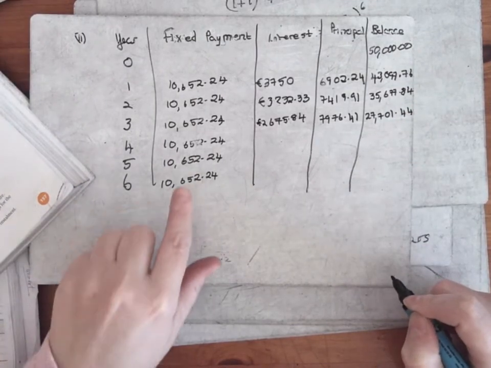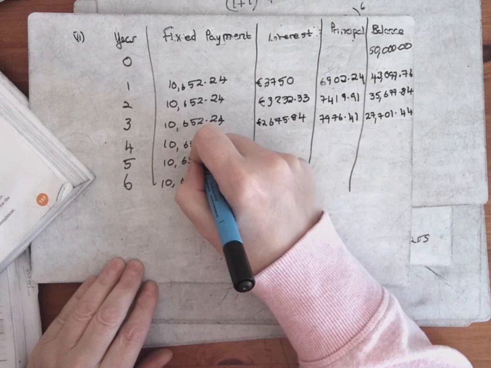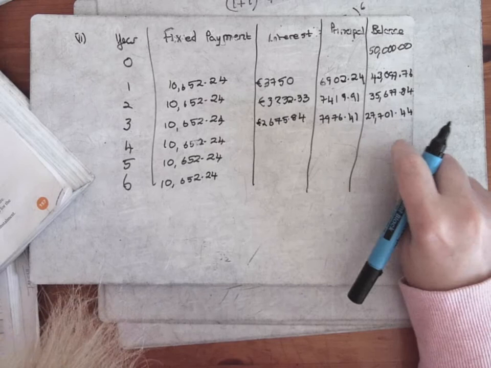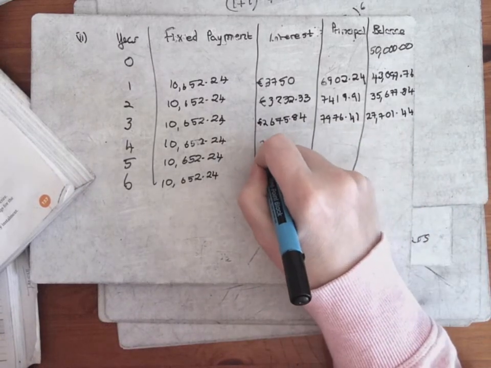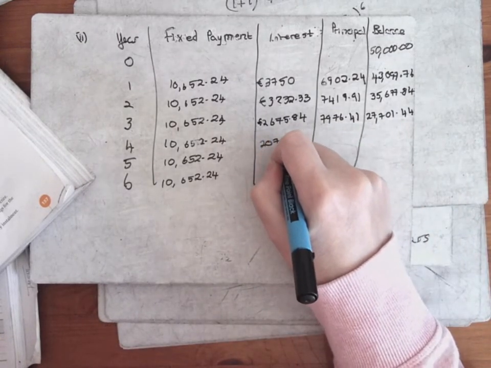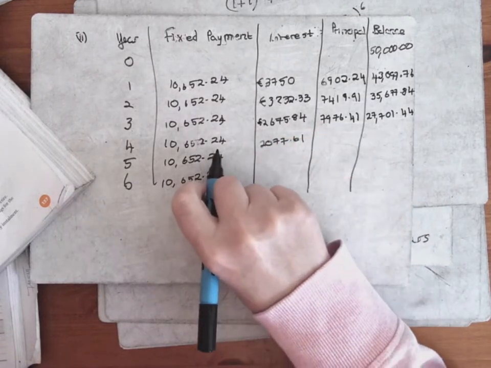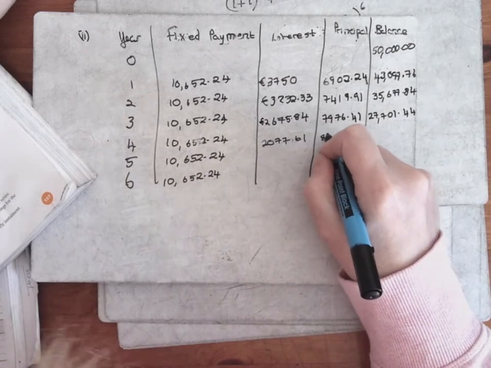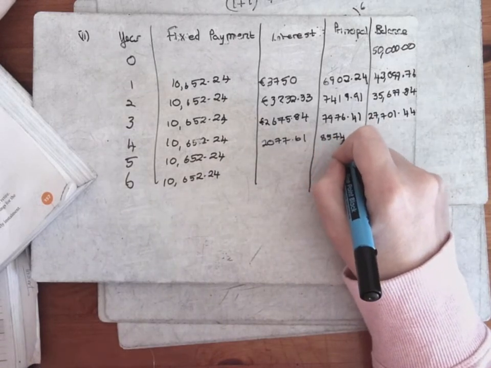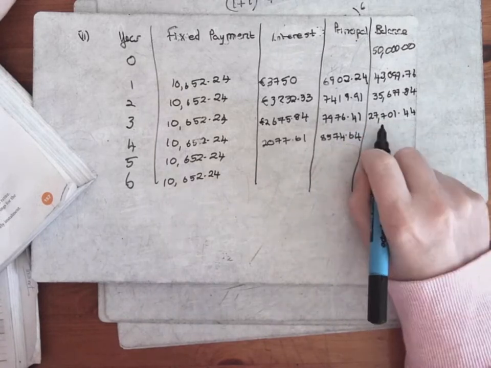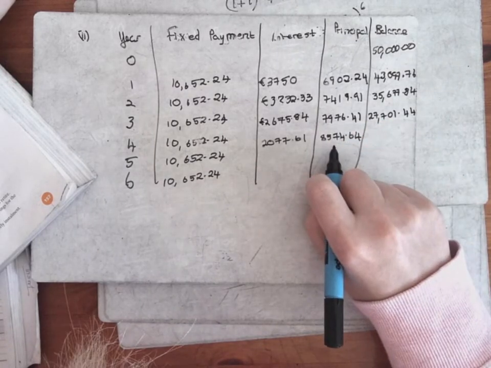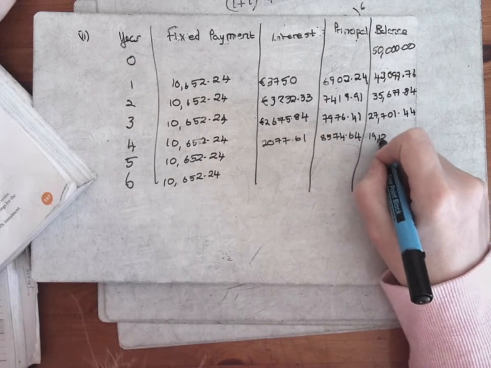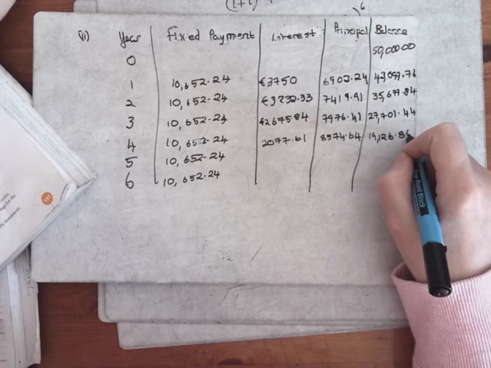Okay, the next year she pays them this much. Her interest is 7.5% of the balance, so you get 7.5% of that, which is 2,077.61. What she paid, take away the interest, is what comes off the loan. So this year there's 8,574.64 coming off the loan. So 27,701 take away 8,574 leaves me with 19,126 euros and 80 cents.